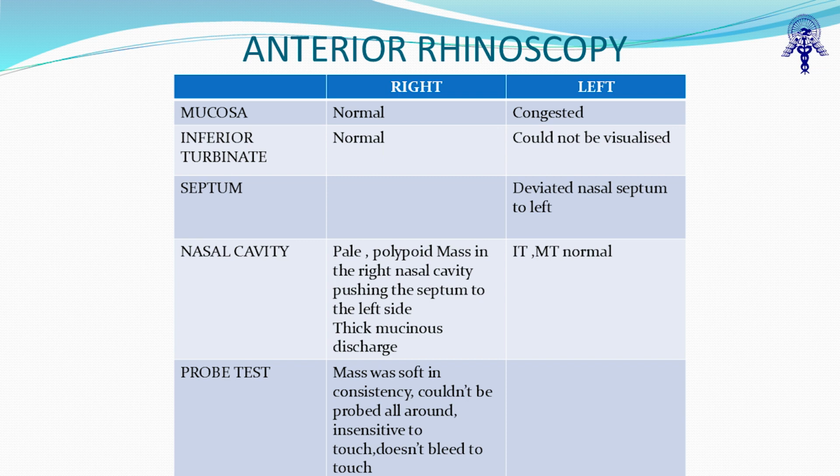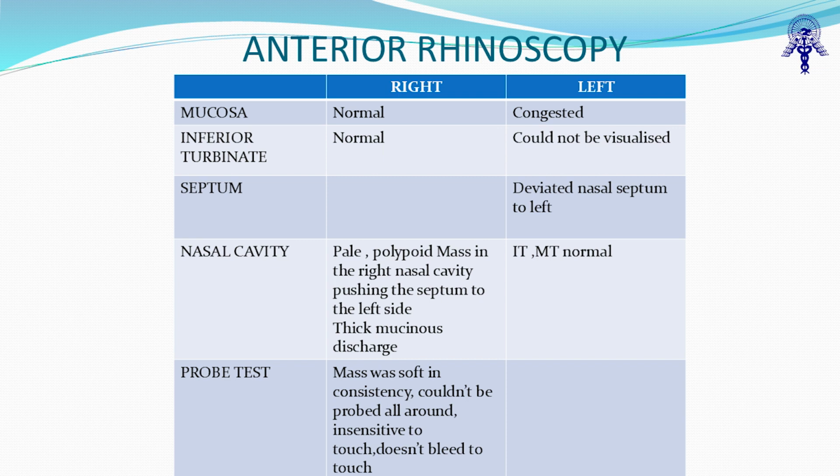So in this particular case, the mucosa is congested. The inferior turbinate could not be visualized, septum deviated to the left. In the right nasal cavity, there is a pale polypoidal mass, pushing the septum to the left side, with thick mucinous discharge. And in the left side, inferior turbinate, middle turbinate, normal.